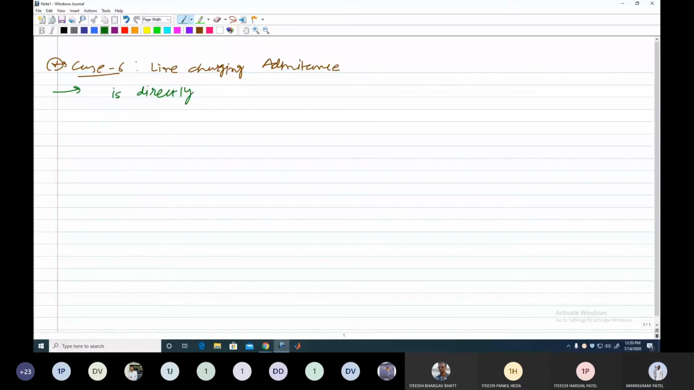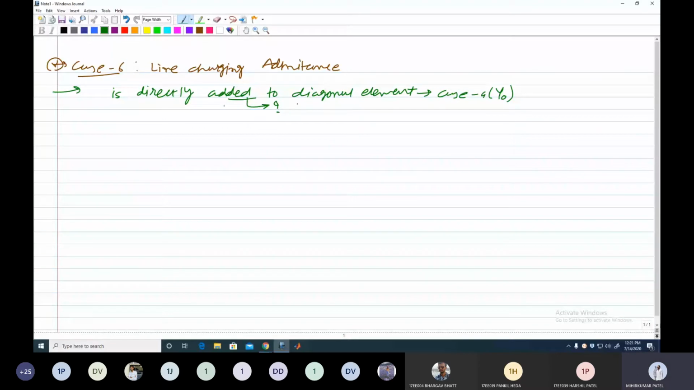directly added to the diagonal element. It is the same as case number 4, the case of shunt admittance, which is directly added to the diagonal element. Now, one more question here: why is it only added to the diagonal element?